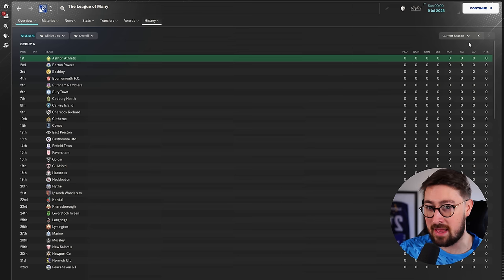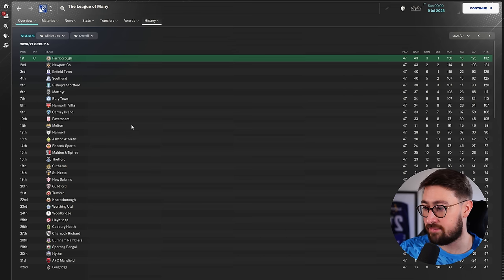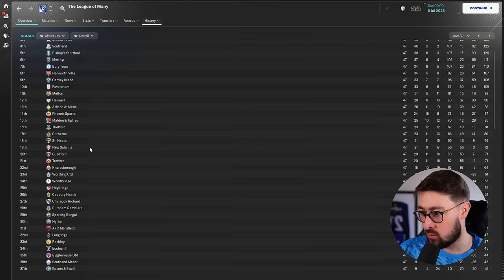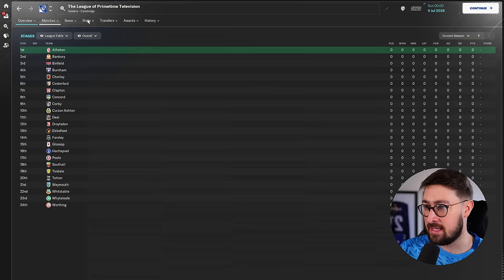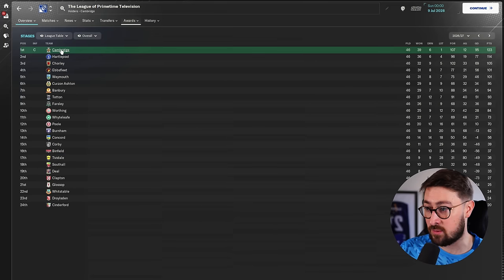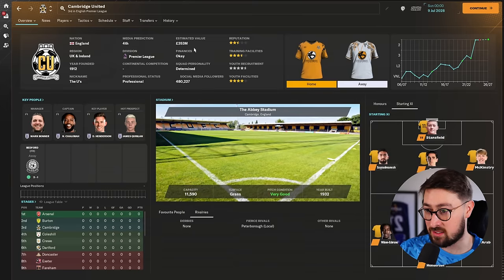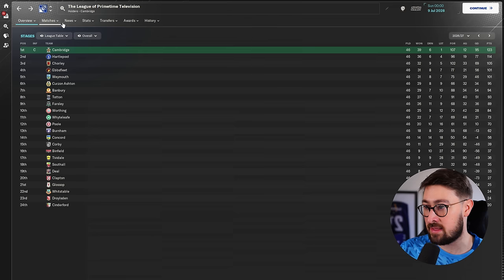Next up, the League of Many. This huge league here, won by Farnborough and also won by Walsall. Do they go into a playoff? I didn't actually check that last time. They do go into a playoff. Farnborough have won the playoff, look. Fair enough to them. League of Primetime Television. This is the big budget one. Cambridge won it. They've got £353 million in the Premier League.